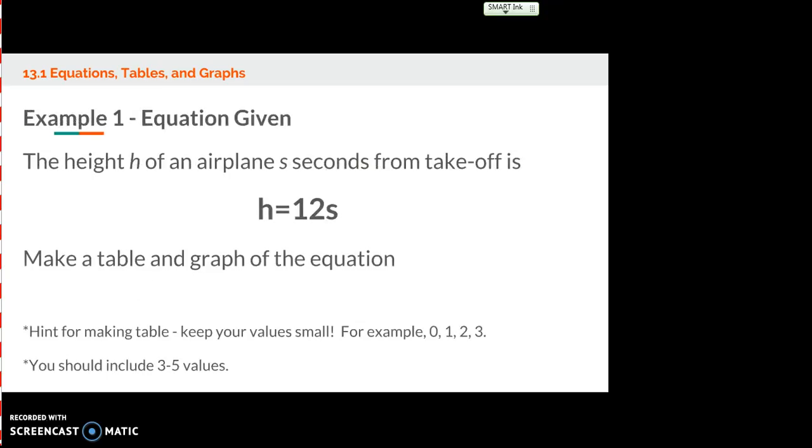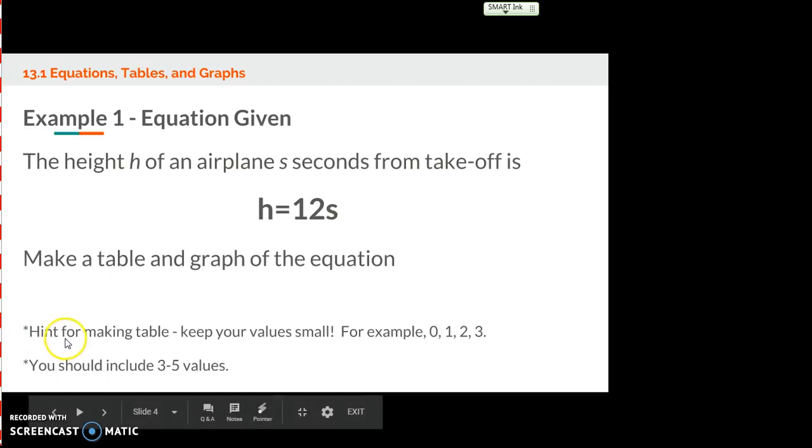All right, so here's example one. Here is when the equation is given. So here we have the height h of an airplane after s seconds from takeoff. So we have h equals 12s. Because we have an equation here, we are going to then make the other two items, which is the table and the graph. Now, for the table, I am not going to give you the values for h and s. You get to plug in your own.